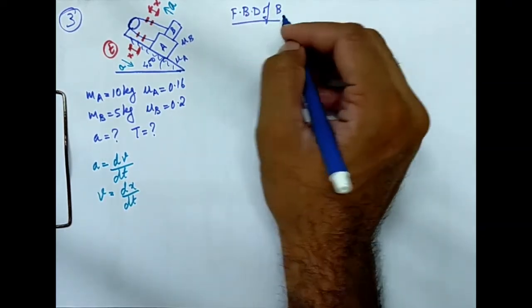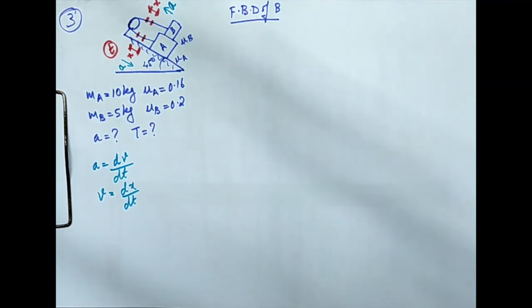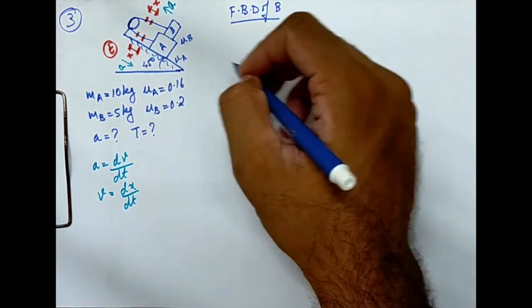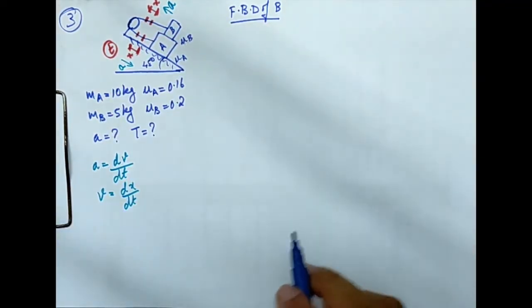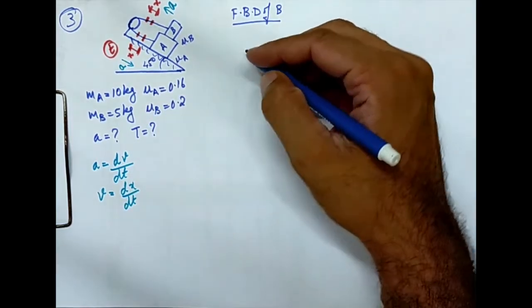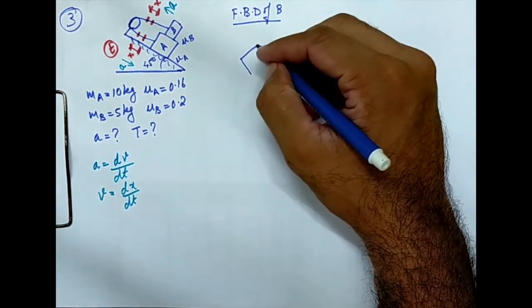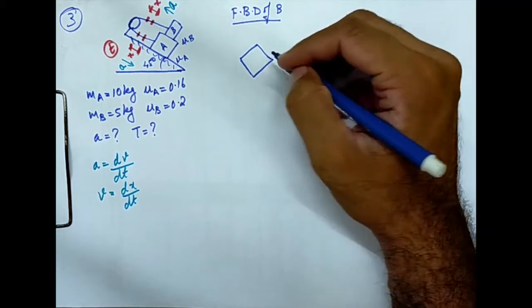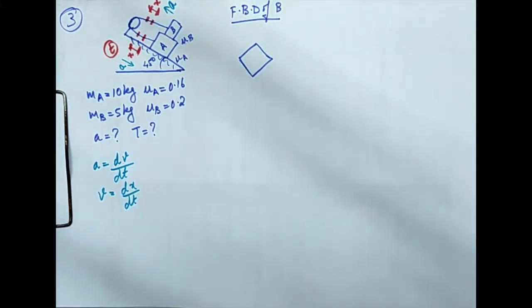So we are going to try the free body diagram approach. So here first I am trying with the free body diagram of B. I can go with A or B, both are fine here because the motion can be predicted easily. If A is moving down, B is moving up. That's what we are assuming. So free body diagram of B. So I am drawing the block. So this is block B.